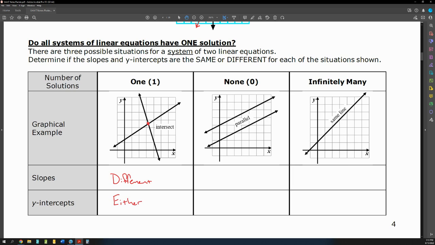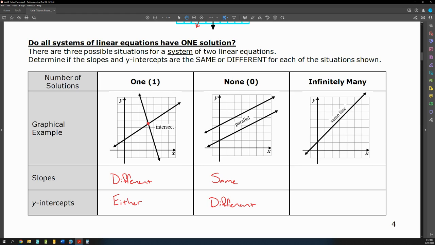For no solutions, we have parallel lines. They never intersect. These have the same slope, but different y-intercepts. So as we can see here, the steepness of each of these lines is the same, but the y-intercept is different. This one is at 1 and this one is at 3.